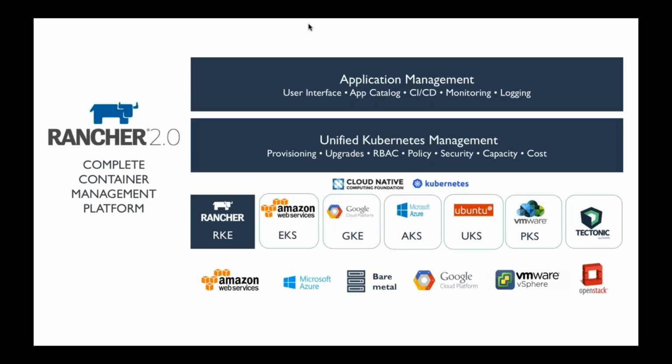If you look at this picture, what you see on the bottom is the deployment target or the environments that we support in Rancher for your clusters. You can see that we have all the private clouds there, VMware vSphere, OpenStack, and the public clouds. In addition to that, we also support the managed Kubernetes offerings from Google, Azure, and Amazon.